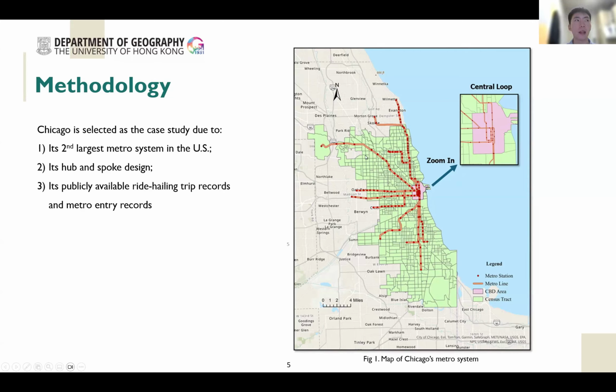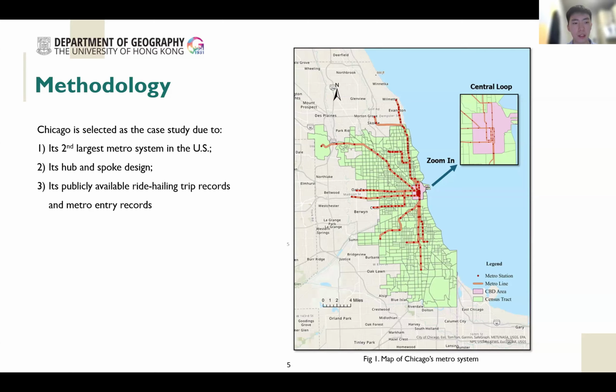It means that if travelers residing in the suburban areas want to use the metro system, the access distance and the egress distance for them are really large. So they may need to turn to other modes like the bus or ride-hailing to access the metro station because they live very far away from the stations.